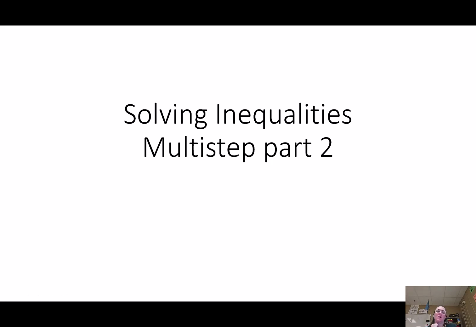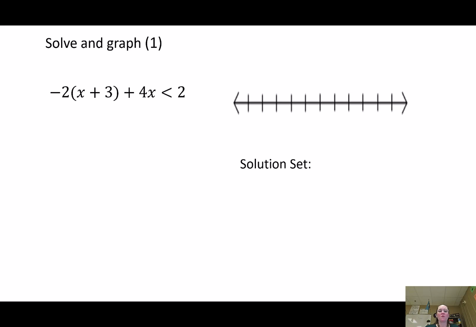All right, we're going to continue talking about solving inequalities that have multiple steps. So here I've got negative 2 times x plus 3, plus 4x, less than 2. So first thing I want to do is multiply the negative 2 to both sides because we're going to distribute first. So negative 2x minus 6 plus 4x is less than 2.